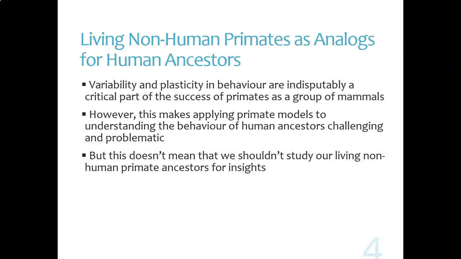So what these hominins would have behaved like, for that, this is when we then turn to our non-human primates, to the living ones, and we use them as analogs for our human ancestors, right? So what do we know about primates, and primates particularly as a group of mammals? Well, variation and plasticity are the key. That what makes primates so successful is that primates have been able to adapt to a wide range of environments.